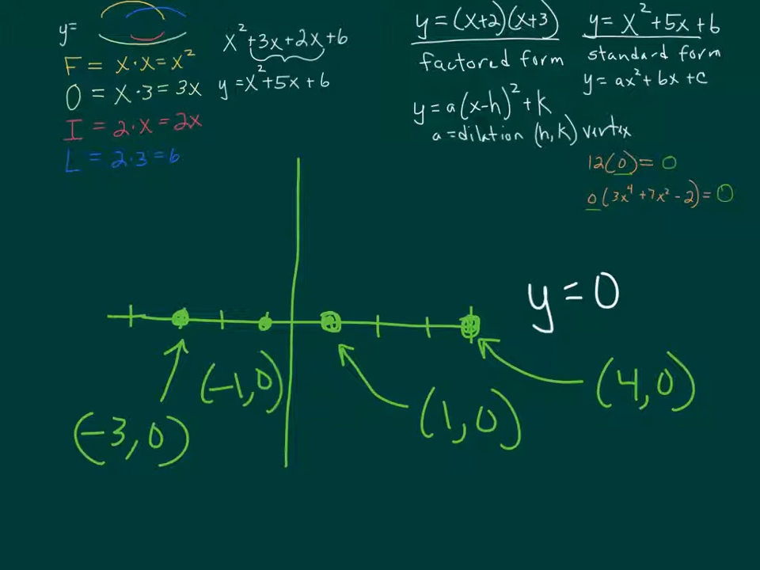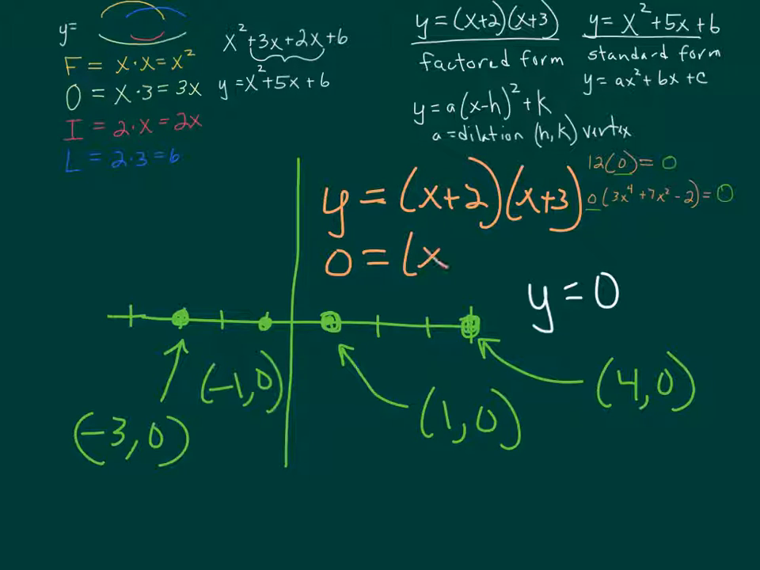So let me write that out a little bit differently. So we know that from our factored form, y equals (x plus 2) times (x plus 3). Okay, and we know from the coordinate plane that on the x-axis y equals 0. Therefore, on our graph, where our graph crosses the x-axis, y equals 0. So instead of writing y, we can write 0.